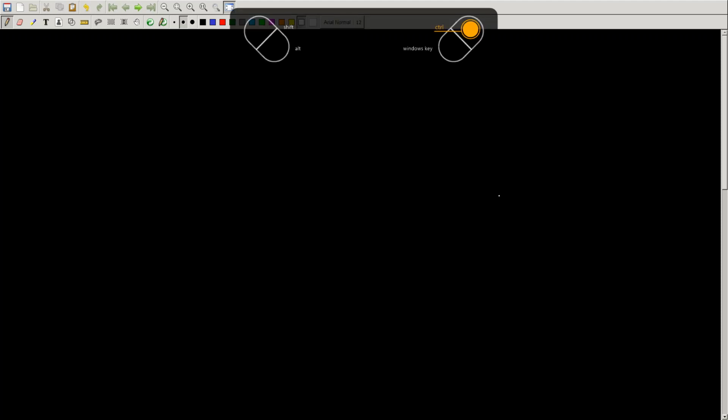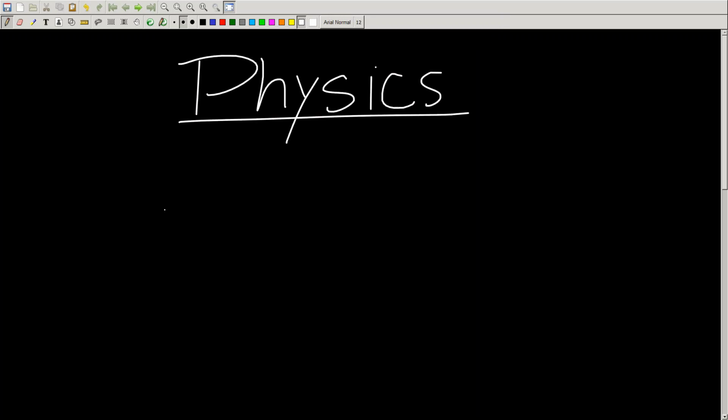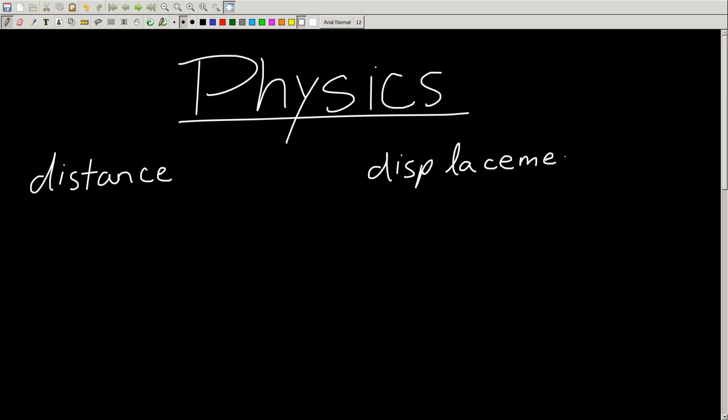Okay guys, in today's fun and exciting video, we're going to talk about the difference between two very special physical quantities. One is distance and the other is displacement. So we're going to outline some differences between the two, and I'll run through an example with you to emphasize those differences.